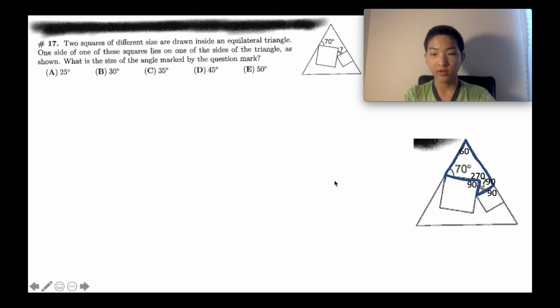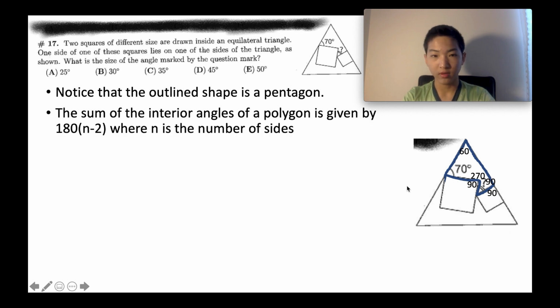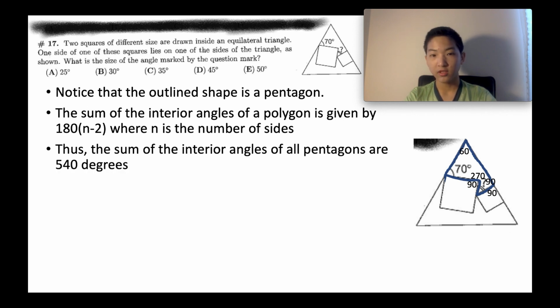So first, one of the ways you could do it is you could essentially, as shown in this diagram here, just look at this shape right here, which is a pentagon. So the sum of the interior angles of a polygon is given by 180 times (n minus 2), where n is the number of sides. Thus, the sum of the interior angles of all pentagons is 540 degrees. And this is also true for our pentagon here, even when it's a concave pentagon.